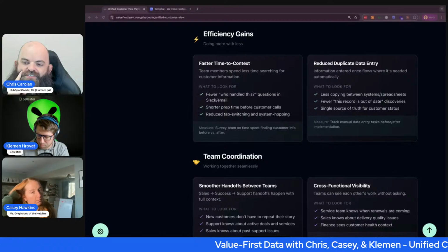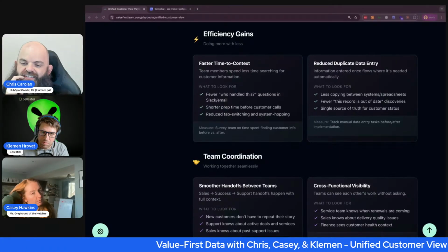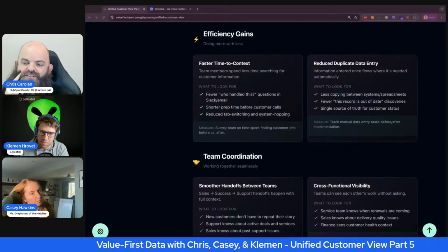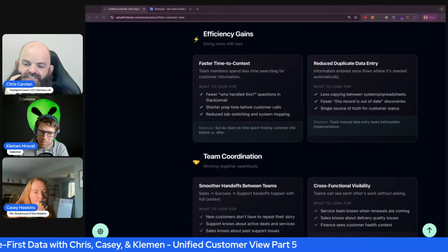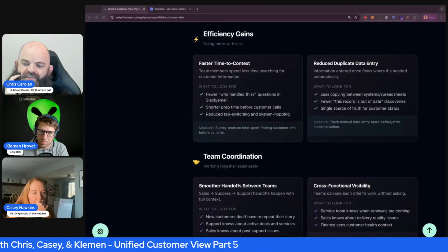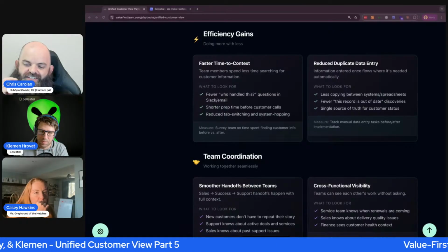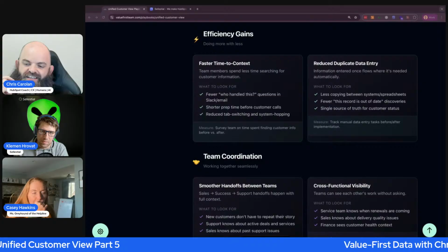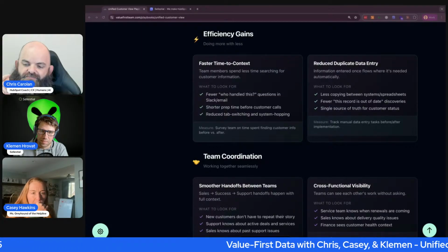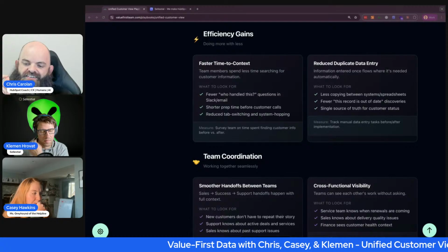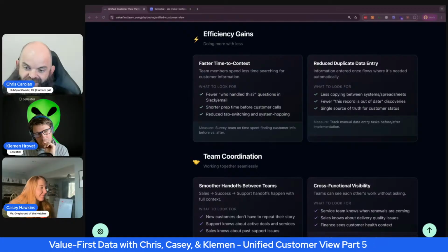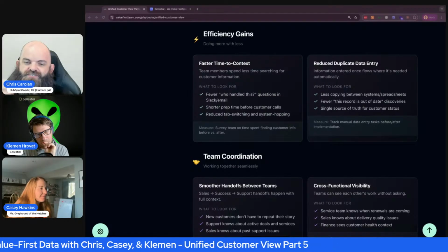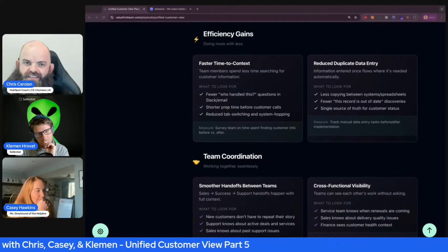So then we've got reduced duplicate data entry. Information entered once flows where it's needed automatically. What to look for: less copying between systems and spreadsheets, fewer "this record is out of date" discoveries, and a single source of truth for customer status. And I'll put a caveat on that last one. It's single source of truth for customer status for the user that's looking at it at that moment.